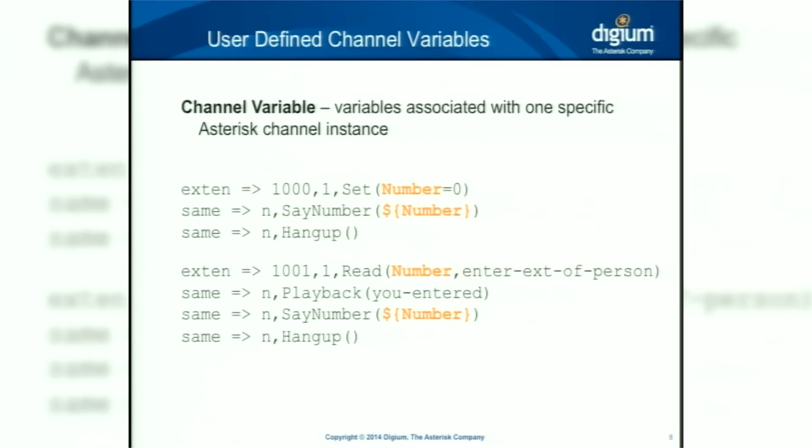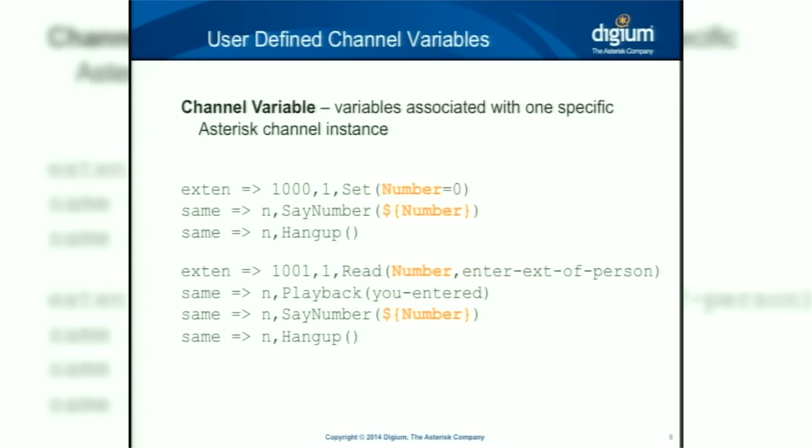So in this example here, I'm dialing 1000, and I'm using the set application to define a variable number to the value of 0. So now I have the number channel variable defined on my channel. In other words, the channel between my SIP phone and Asterisk, that's where this variable exists. When I hang up, that channel variable goes away. All channel variables go away once the channel is torn down, okay?